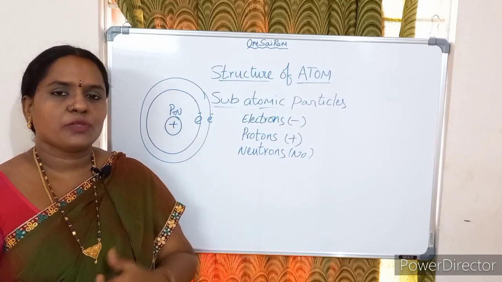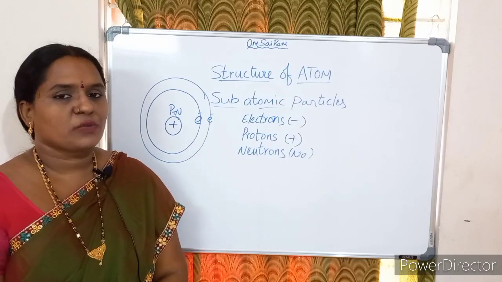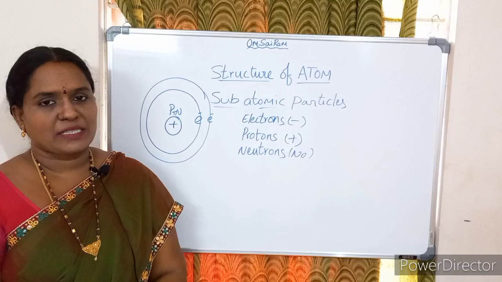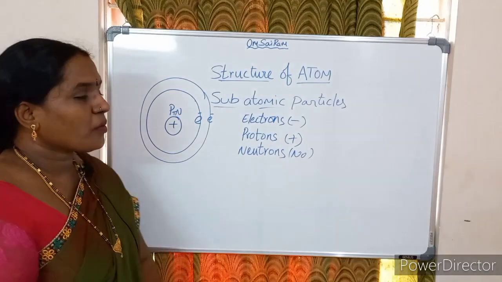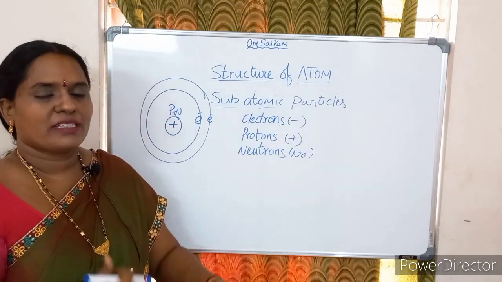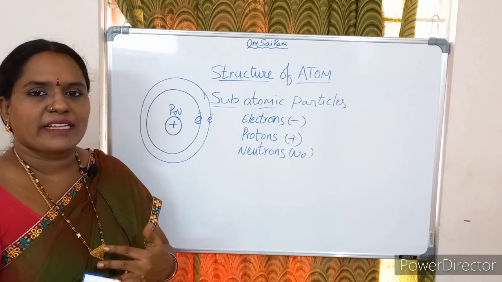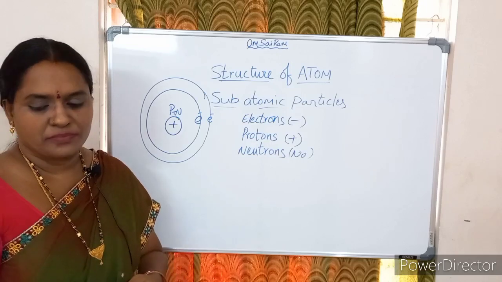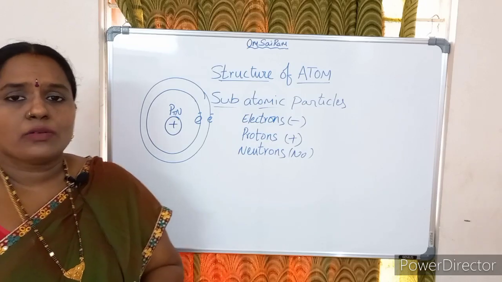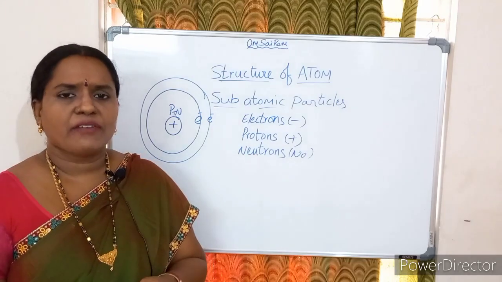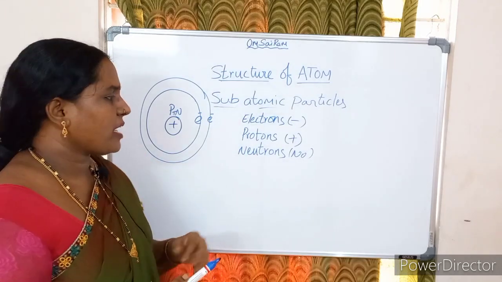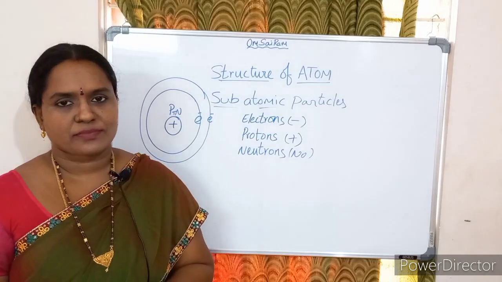Thomson model, Rutherford planetary model also we have learnt in the previous classes. Now we are going to see some more interesting aspects regarding the structure of the atom. We have seen that every atom has electrons, protons and neutrons.